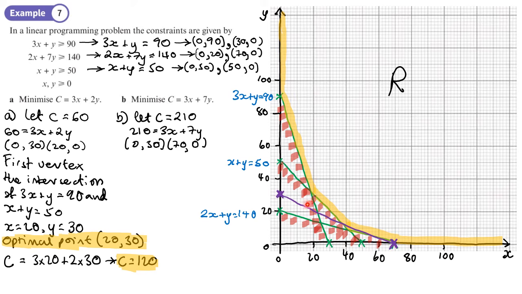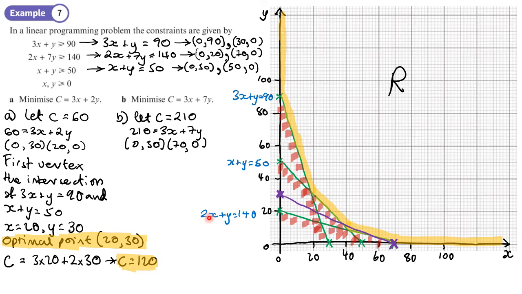So there's my objective line here in purple. Now it's already gone into the region R. If I move it back a bit and then move it forward into R, I can see that this is going to be the first vertex that I cross.